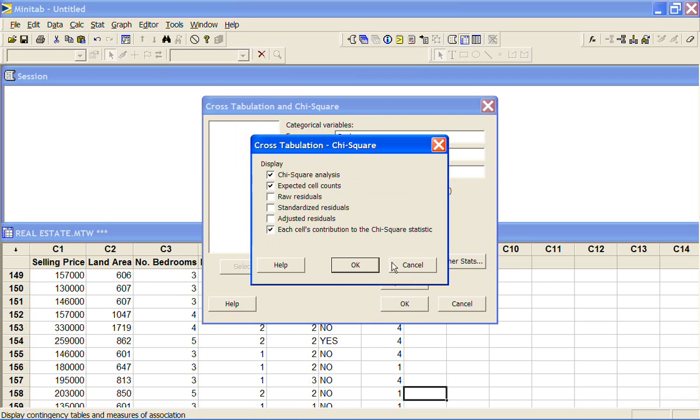And if I go to chi-square, I'd like the chi-square analysis, the expected cell counts, and each cell's contribution to the chi-square statistic. We could look at the residuals as well, but for the moment, let's just look at the counts.